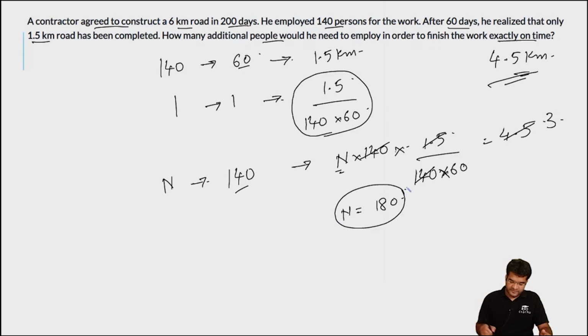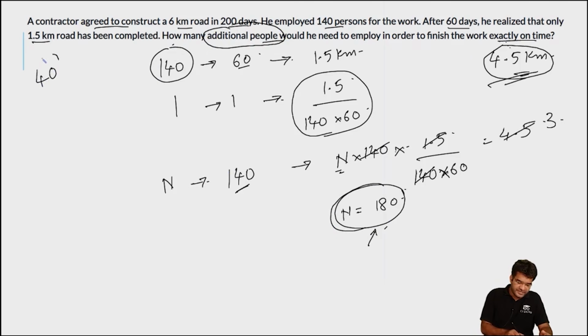So the total number of men that should work for 140 days to finish the 4.5 kilometers which was remaining on time is 180. We are asked to find out how many additional people he should hire. He already has 140 people, so he needs to hire 180 minus 140, which is equal to 40 additional people to finish the work on time.